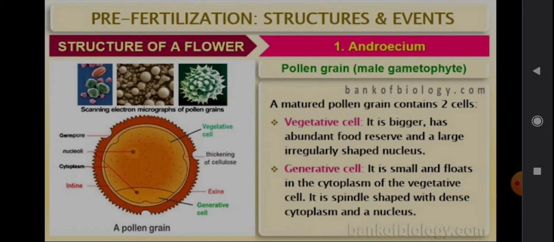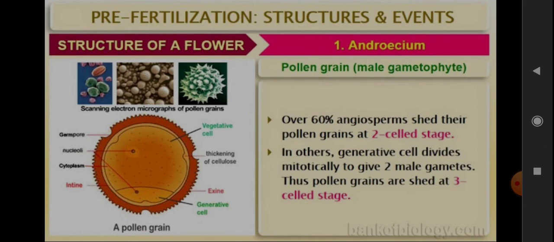Whereas the generative cell is very small and it will be floating inside the cytoplasm of the vegetative cell. It is not an independent generative cell, it will be floating inside this vegetative cell, and it is spindle shaped with dense cytoplasm and nucleus.